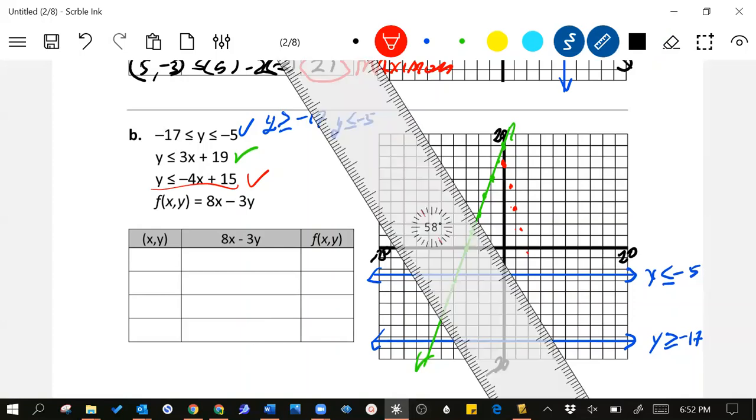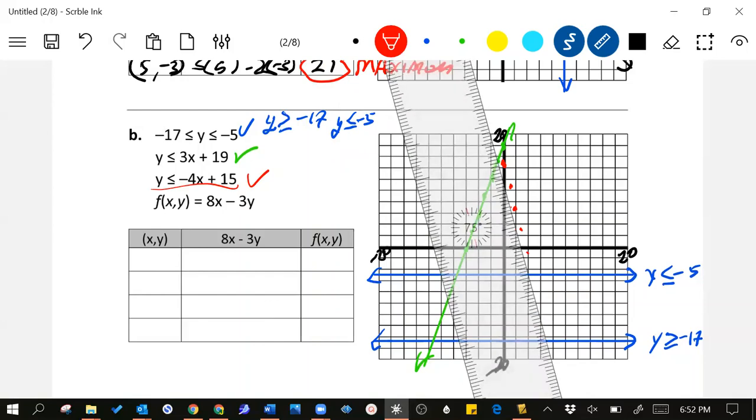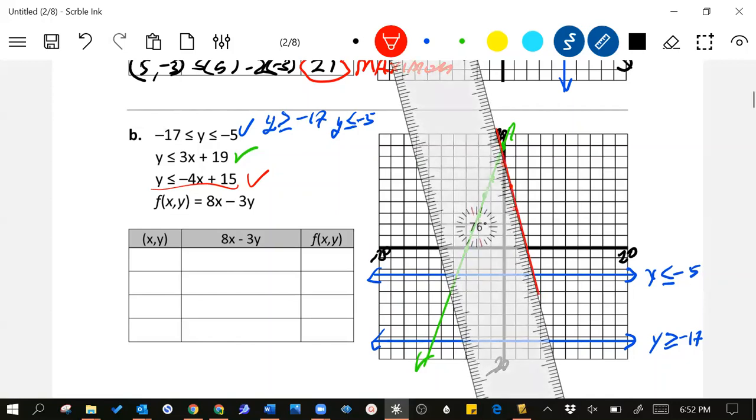Now we'll put the ruler on that. Lining it up. That looks okay. Got it while I can get it there.